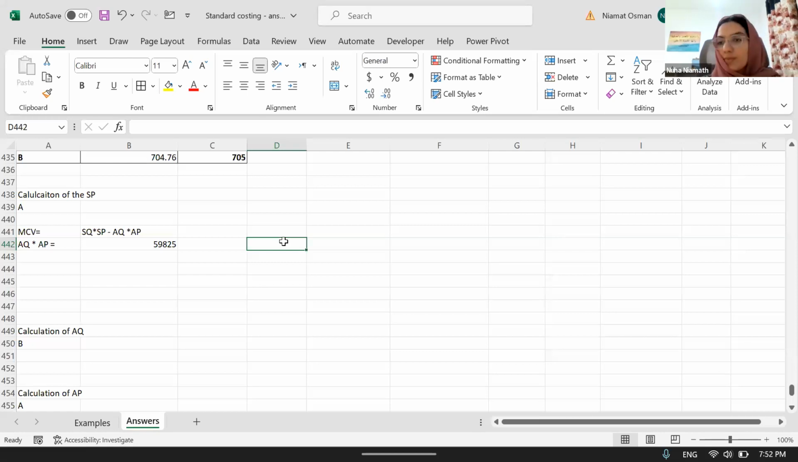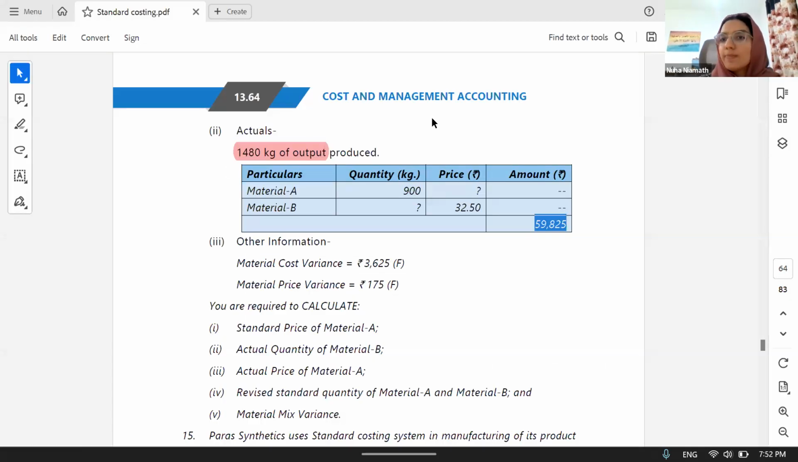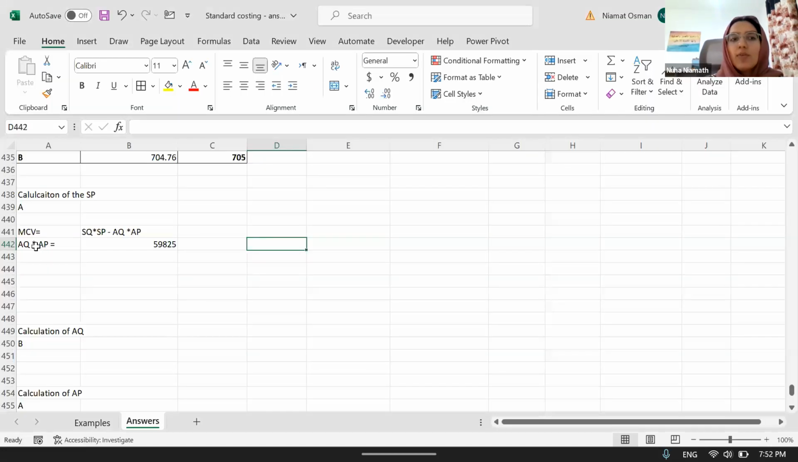Clear, right? Okay. If anybody has a doubt, just let me know. I'll repeat it. I'm assuming everybody has understood. This is our total actual cost. So when they've given us the total amount, this is AQ into AP, actual cost into actual price. We have already gotten this. This is given in the question. Now let's place this into this.